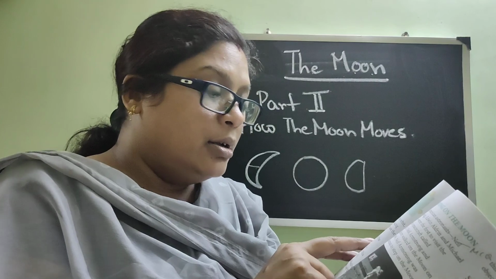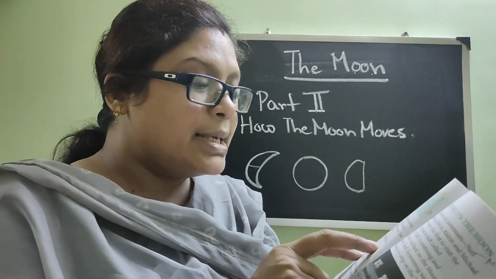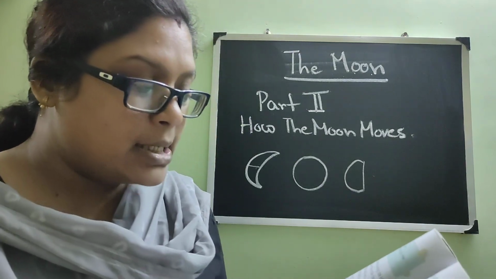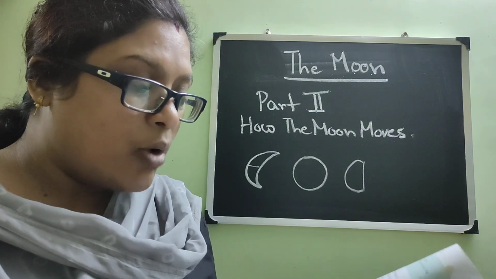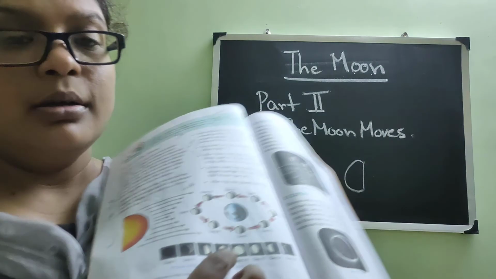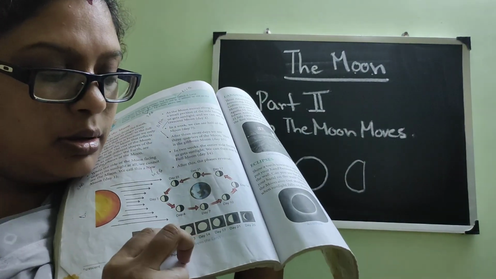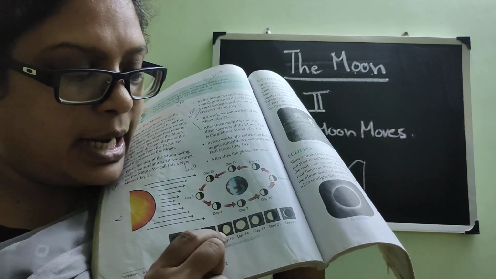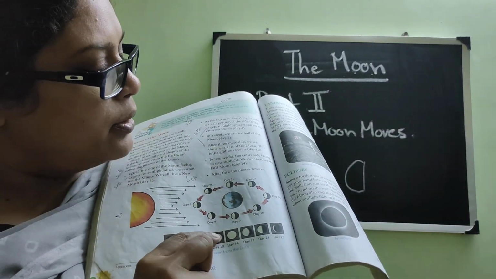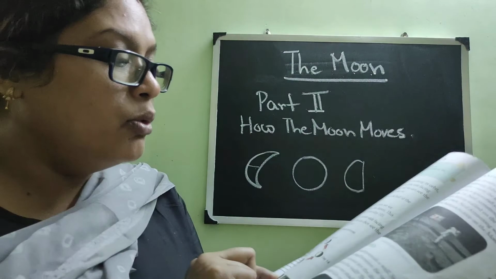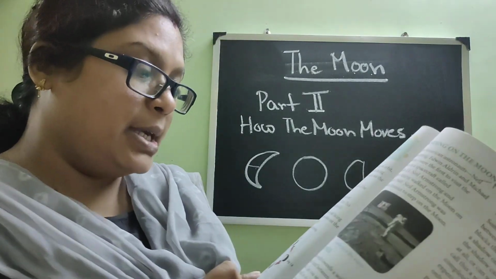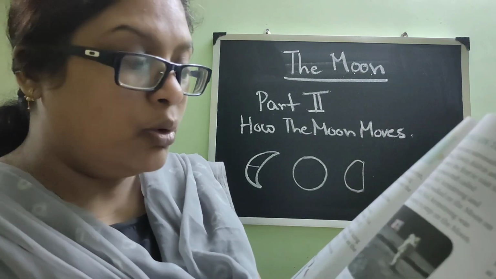In a week, meaning 7 days, we can see half of the moon, just like this. After 3 more days, we can see 3/4 of the moon. See, the greater the reflection, the more of the moon we can see. On day 10, 3/4 of the moon we are able to see. That is called the Gibbous moon.